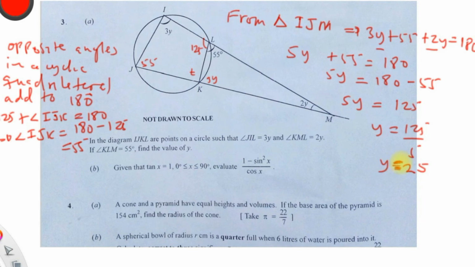We will not add any degree because the angle is 2y degrees, not the y. Y is not in degrees, just a value. You have to find the value of y. So y is 25. Okay, so let's see.